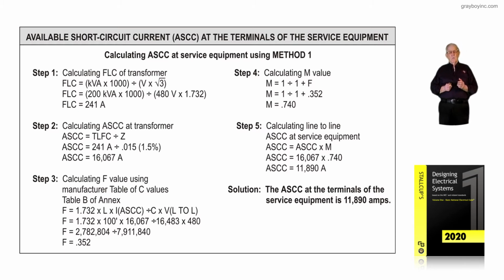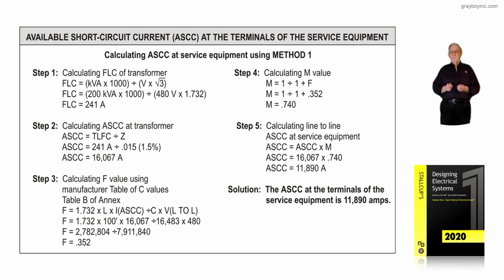Now, taking 1.732, the square root of 3, times 100 feet, the length of the run, times 16,667 amps, the available short circuit current at the transformer, divide that by 16,483, which is the constant we select from the C values based upon a 250 kcmil being pulled through rigid metal conduit, times 480 volts. Now when the math is done, the F factor is 0.352 for that length, for those size conductors pulled through rigid metal conduit.